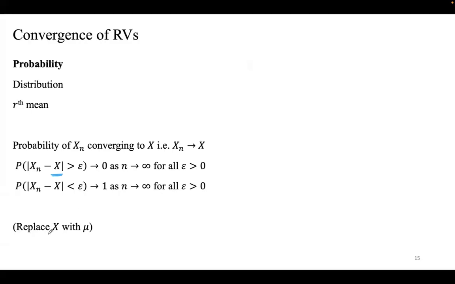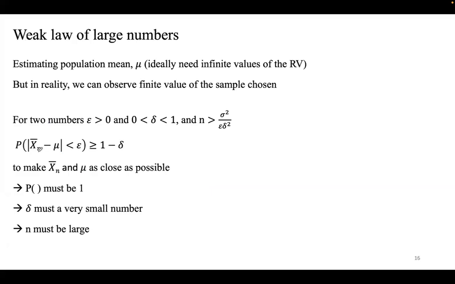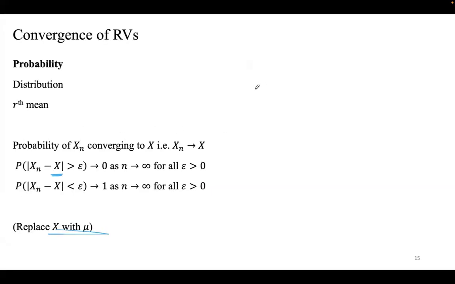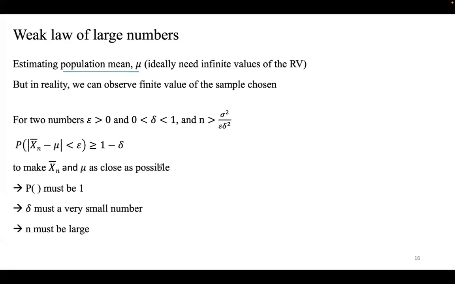Now, what you can do is you can replace x with mu, right? So what happens here is this is going to become in terms of your sample mean. This becomes your sample mean. Sample mean approaches population mean. So ideally, when you want to estimate the population mean based on the sample mean, you would ideally need infinite values, right? We're saying this is infinite values, but we can't have infinite values. You can only observe finite values.